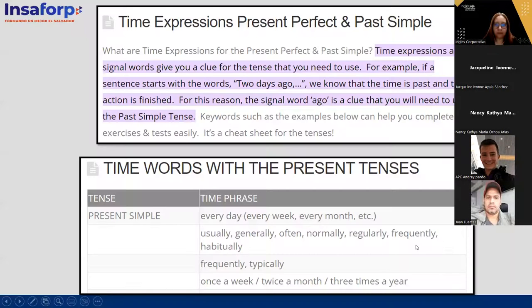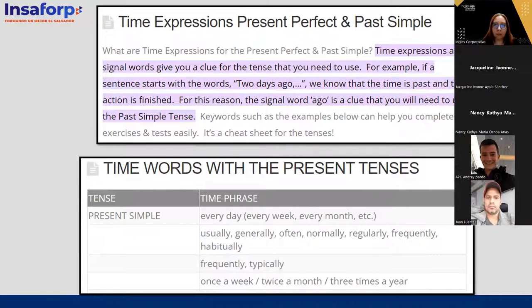Give me just a minute. I'm going to share the screen with you, please. Me confirmen cuando ya vean la pantalla. Ya se mira. Perfect. Thank you, Nancy.